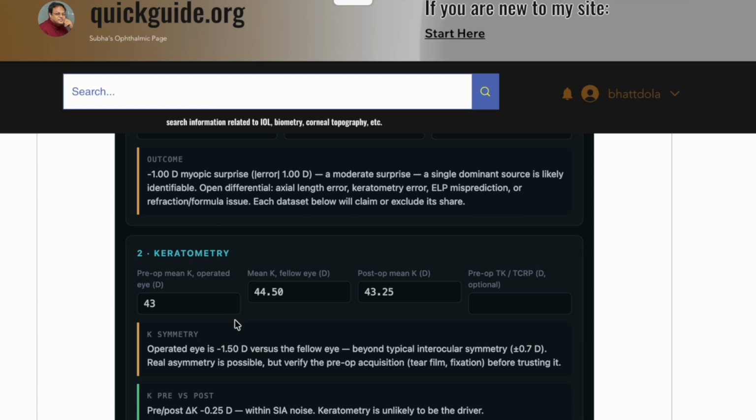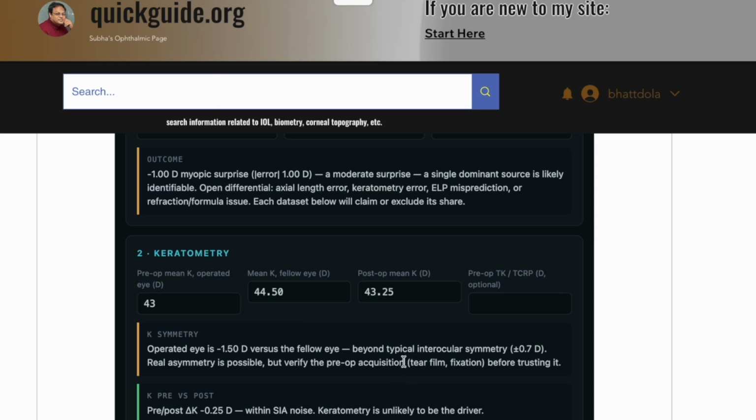So what is it now saying, let us see. Now, the moment you have put in these details, it is saying that there is a difference in keratometry reading between the two eyes, right? Normally, the interocular keratometry difference should be less than 1 diopter. So it is saying that the K symmetry is a yellow flag. Operated eye is minus 1.5 diopter versus the fellow eye. So you can see there's a difference in K readings. That's what it is saying, that the operated eye K readings are far lower than the non-operated eye, which is not typically seen in patients.